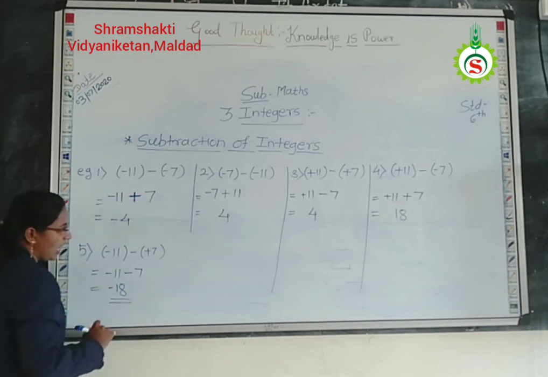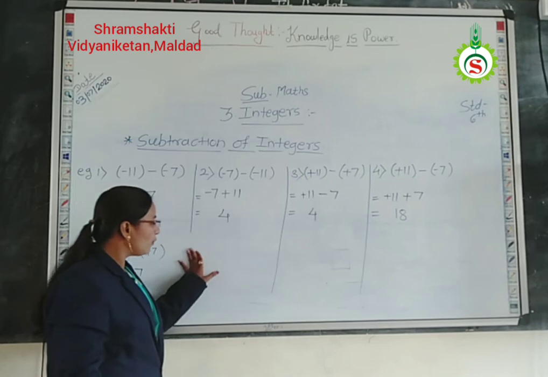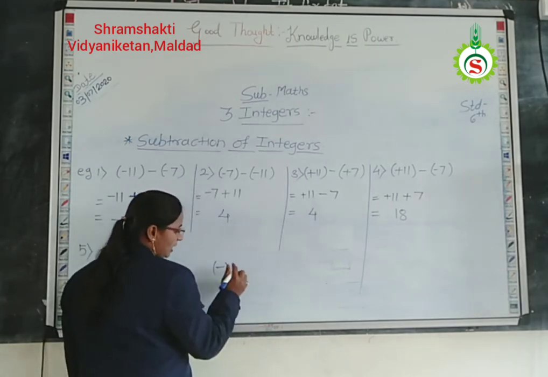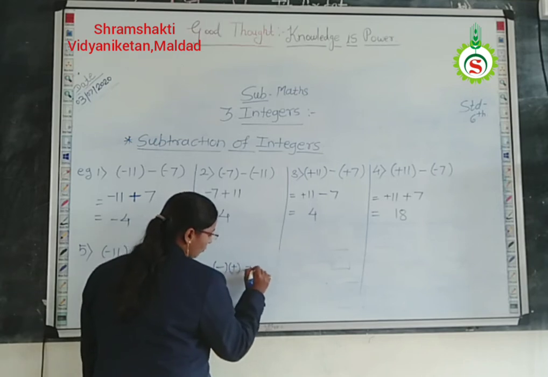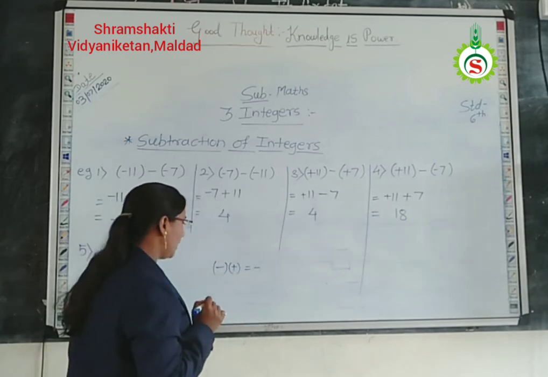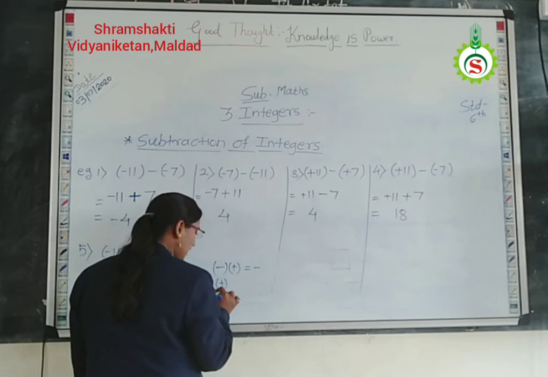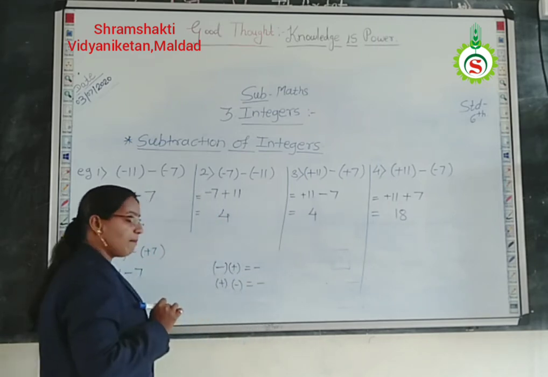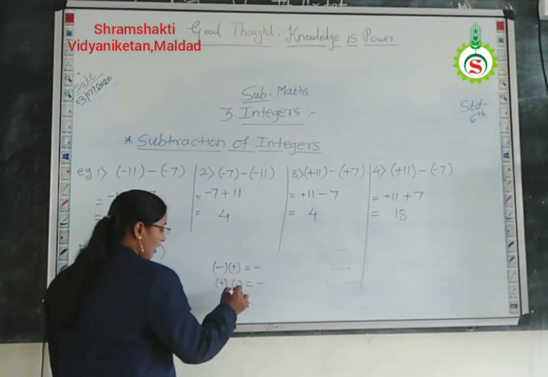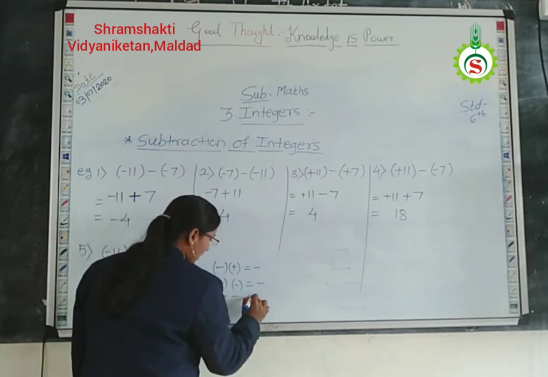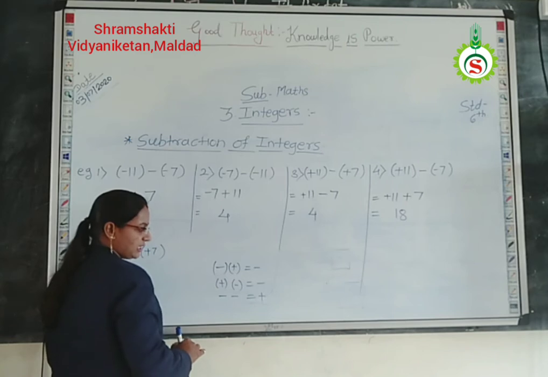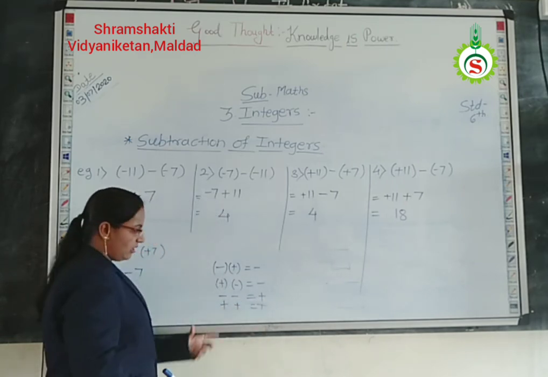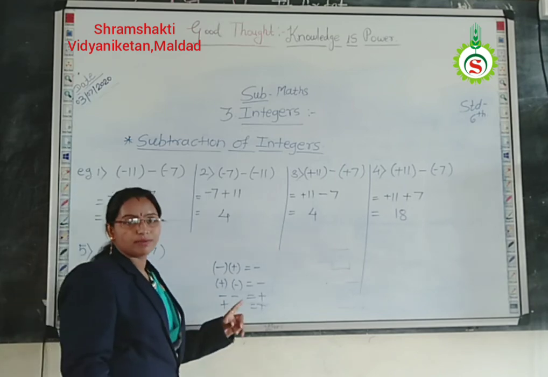That is our answer. Means how we can change the sign? One sign is minus and other sign is plus, we take it as minus. When first sign is plus, another sign is minus, we take it as minus. Now minus minus become plus in subtraction, and plus plus remain plus. These are the rules of subtraction.